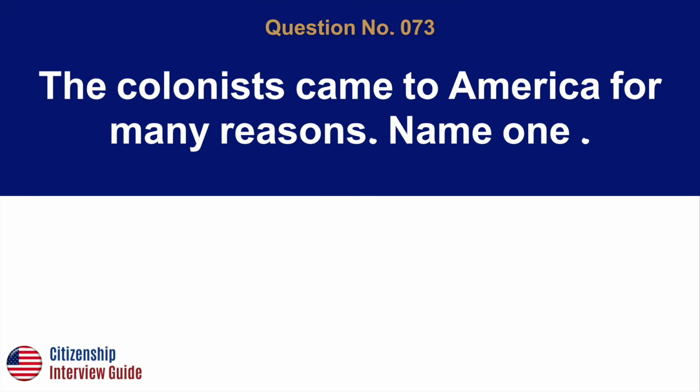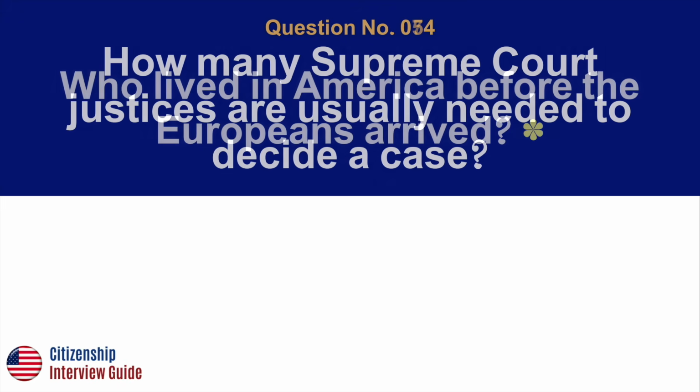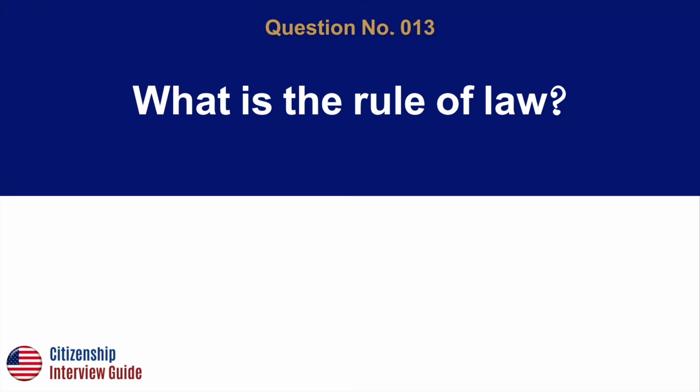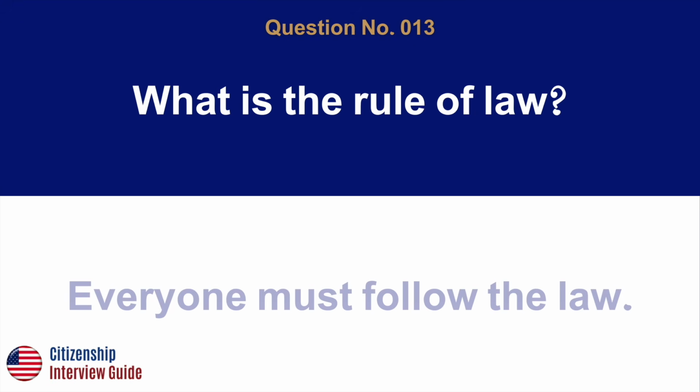The colonists came to America for many reasons. Name one. Freedom. How many Supreme Court justices are usually needed to decide a case? 5. What is the rule of law? Everyone must follow the law.